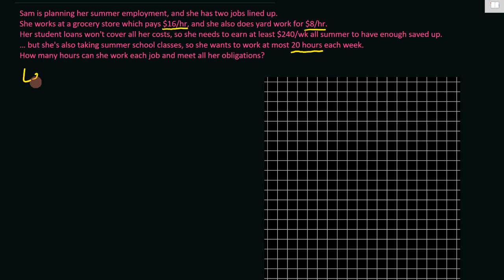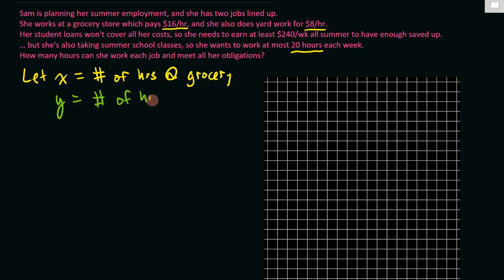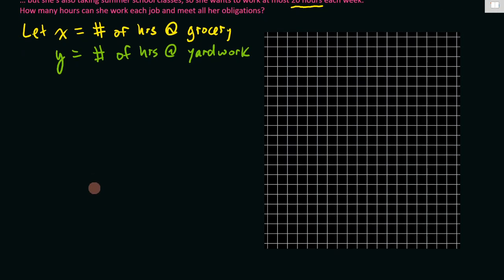So let's let x be the number of hours at the grocery store, and then the other thing we're solving for, y, is the number of hours at yard work. Now I've chosen x and y because they're really convenient. I want to solve this by graphing today, so we can just graph x and y in the usual way.